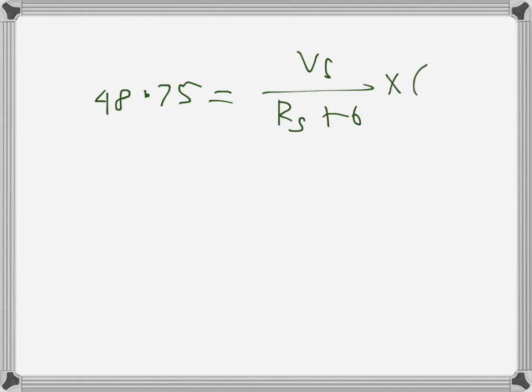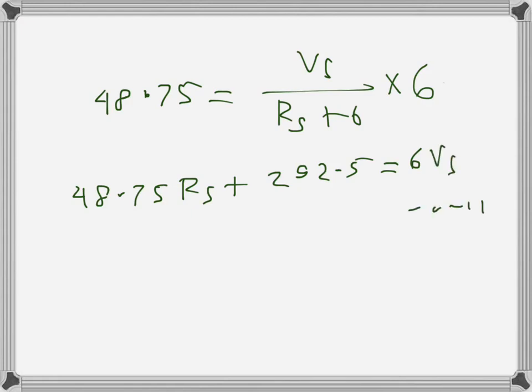So now if we apply the voltage divider rule again, 48.75 is equal to Vs divided by Rs plus 6, times 6, because the resistance is actually 6, not 15, because of the voltmeter resistance as I talked about before. So 48.75 Rs plus 292.5 equals 6 Vs. So that's our equation 2.